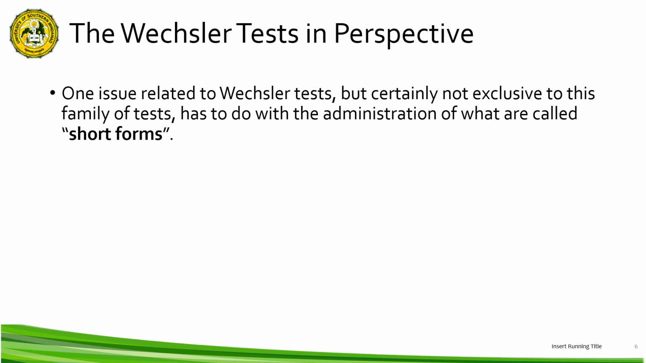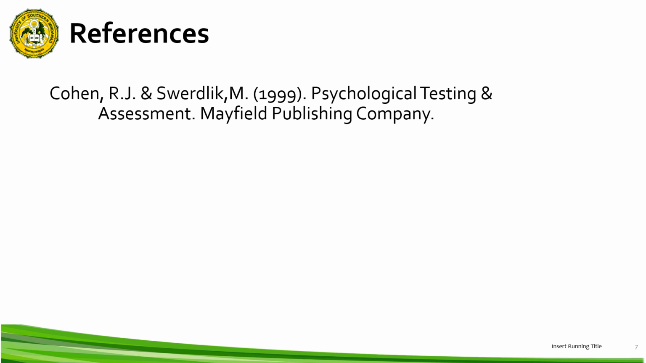When the test taker is believed to have an atypically short attention span or other problems that would make an administration of the complete test impossible, a sampling or representative subtest is administered. So here's my reference, and that's all for my report.